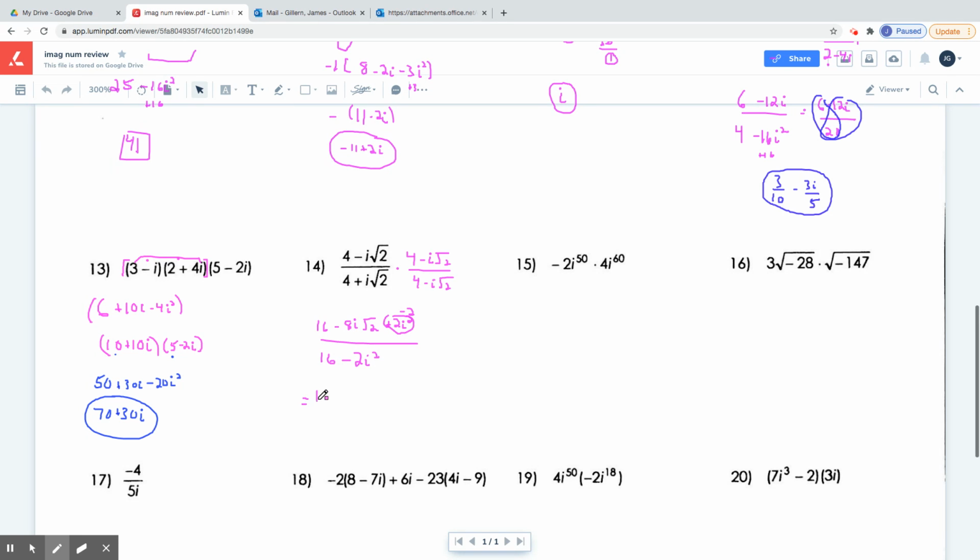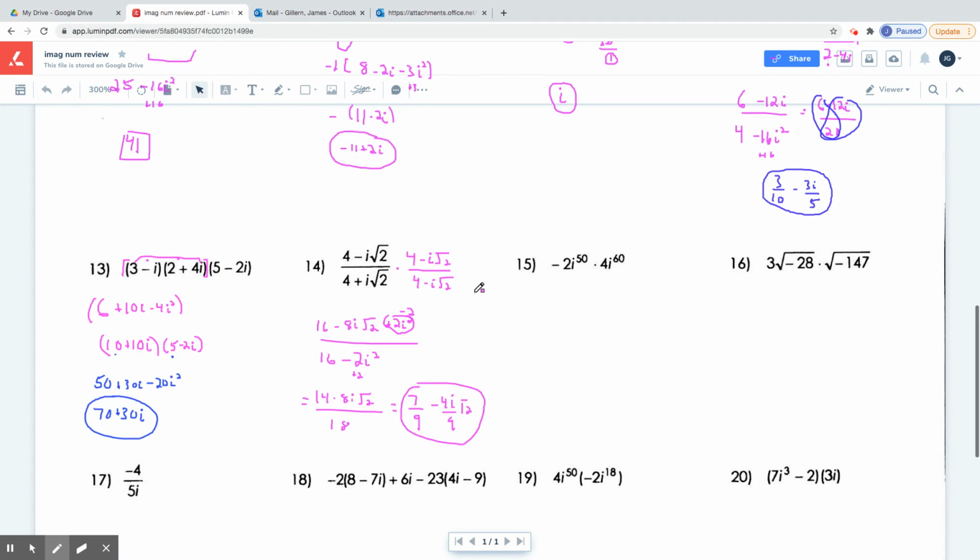16 minus 2 is 14, minus 8i root 2. Negative 2i squared turns into a positive 2, which makes 18. Now I just need to separate it. 14 over 18 is 7/9. 8 over 18 is 4/9. So minus 4i over 9 root 2. Sorry about that. There you go. There's your answer.